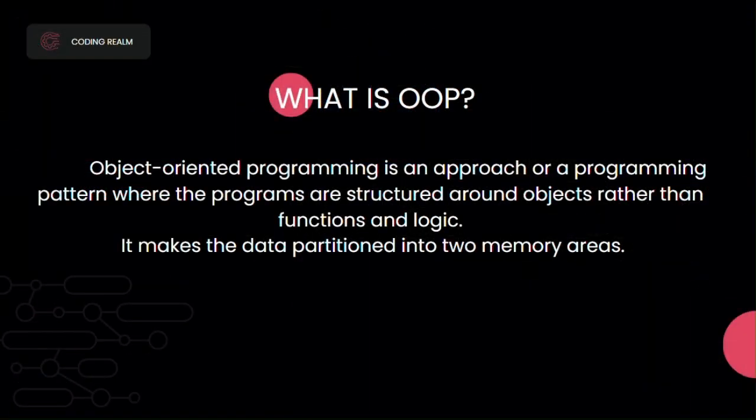Object-oriented programming is an approach or a programming pattern where the programs are structured around objects rather than functions and logic. It partitions the data into two memory areas, data and functions, and helps make the code flexible and modular. Object-oriented programming mainly focuses on objects that are required to be manipulated. It can represent data as objects that have attributes and functions.